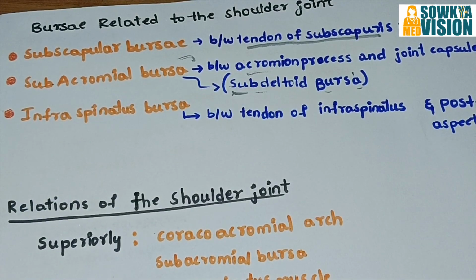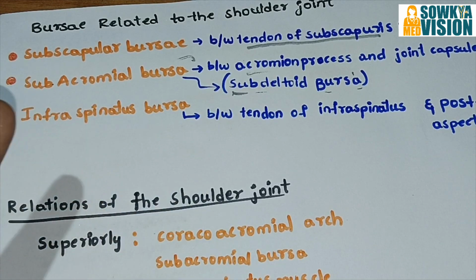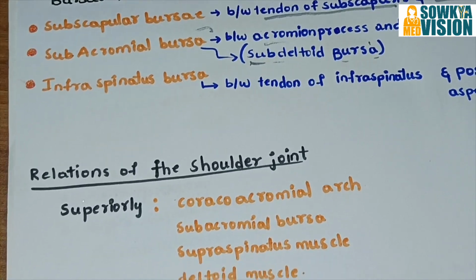Another one is the infraspinatus bursa. Where is it present? It is present between the tendon of infraspinatus and the posterolateral aspect of the joint capsule. There are two muscles in the dorsum of the scapula, supraspinatus and infraspinatus. These are the three main bursas: subscapular bursa, subacromial bursa, infraspinatus bursa. So let's see the relations of the shoulder joint.